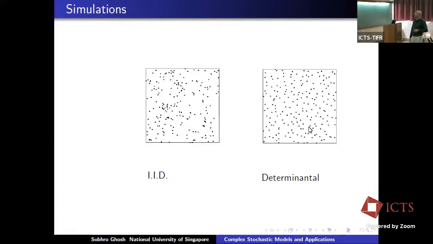If you think of adding a new point in the determinantal setting, because of repulsion, it will be repelled away from all the existing points and will be forced to find an equilibrium location, which is probably going to be in the middle of some less populated place in this square.